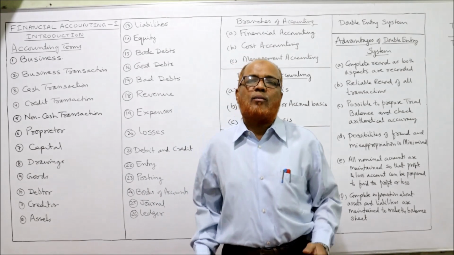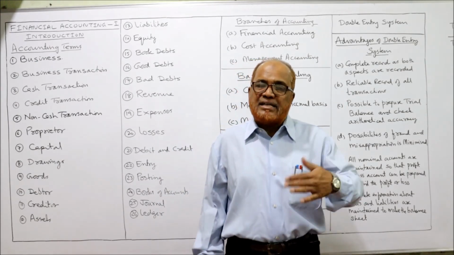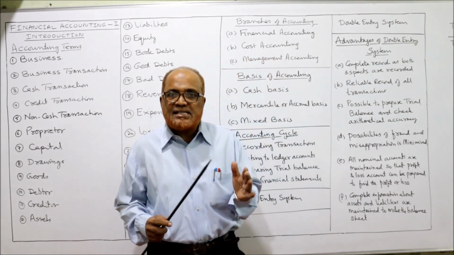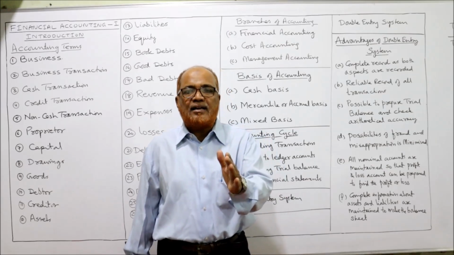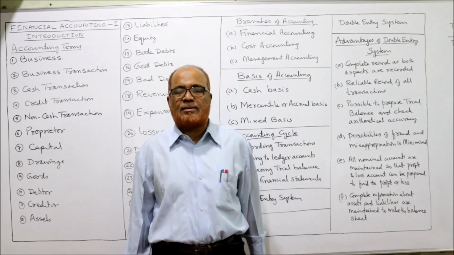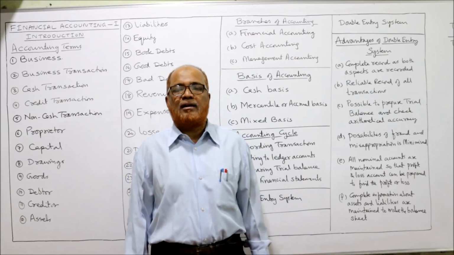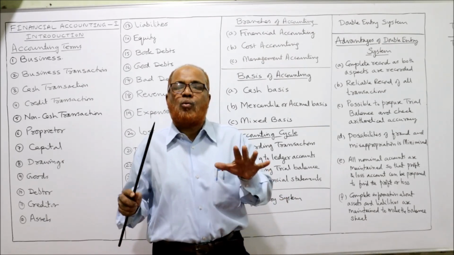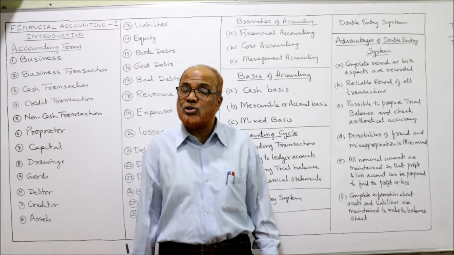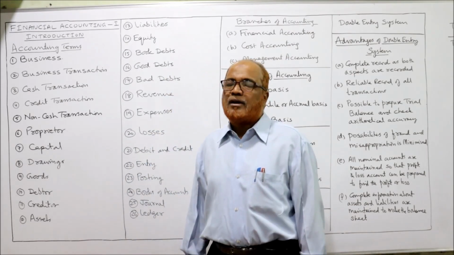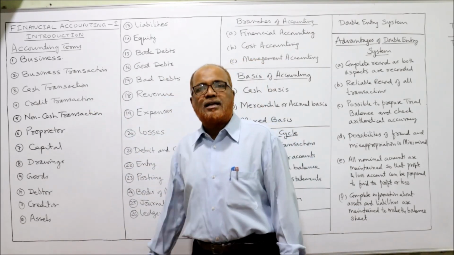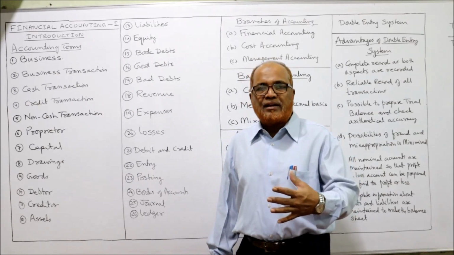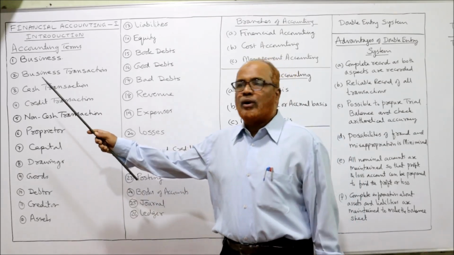Then I'm going to explain branches of accounting, basis of accounting, accounting cycle, single entry system and double entry system, and advantages of double entry system. These are the topics I'm going to cover in this video, so watch the video till the end. Don't skip in between. First of all, accounting terms. What are the different terms which are used in accounting? One by one I'm going to explain.